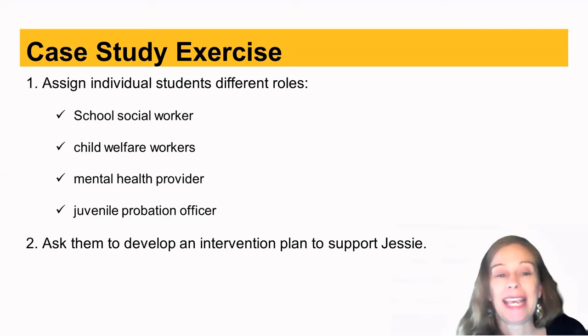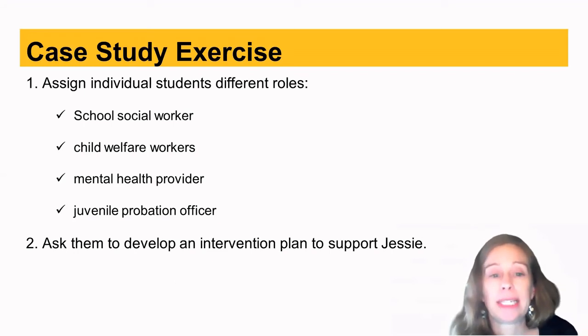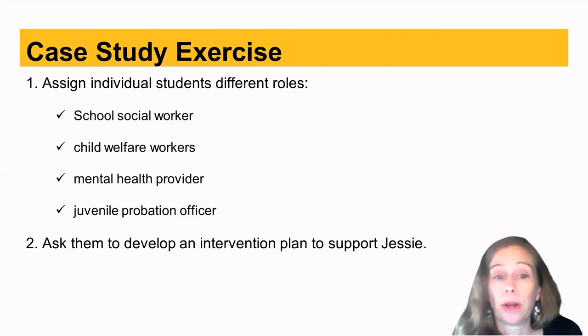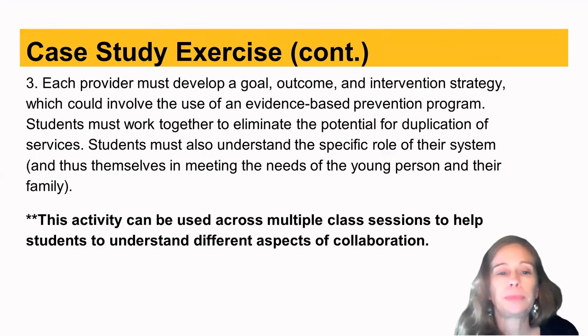What I would do with this case example in class is assign students to different roles, and there may be multiple groups. Some could be the school social worker, some could be child welfare workers, some may be the mental health or behavioral health provider, and some would be the juvenile probation officer. I would ask each of them to develop an intervention plan to support the case of Jessie, the young girl we just discussed.